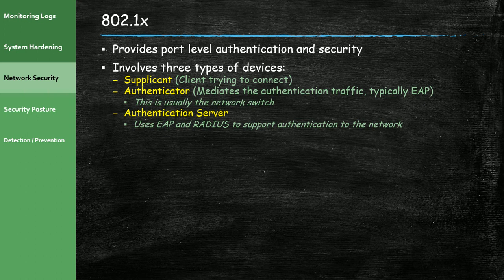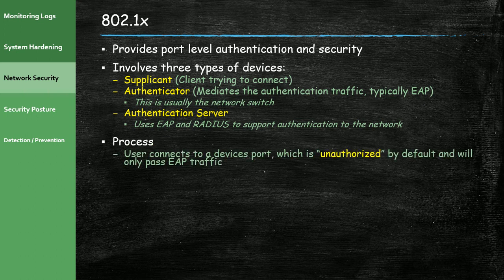But the authenticator, which is usually the switch, is allowing that traffic to pass. And basically the process is you connect your port. So you connect into a port, you connect a new machine. It could be wireless or wired, it doesn't matter. But they attempt to connect to the network. That port is unauthorized by default.